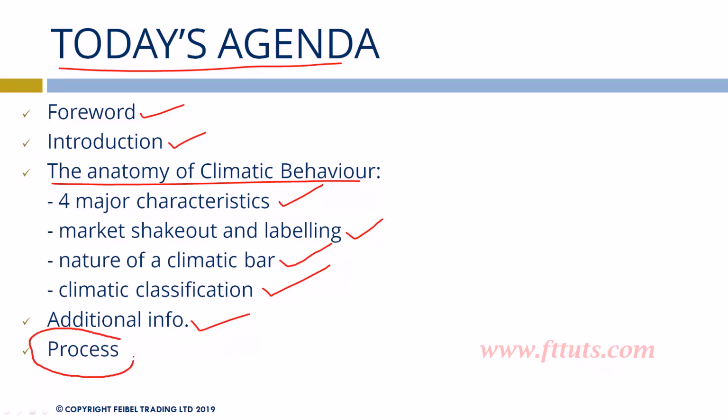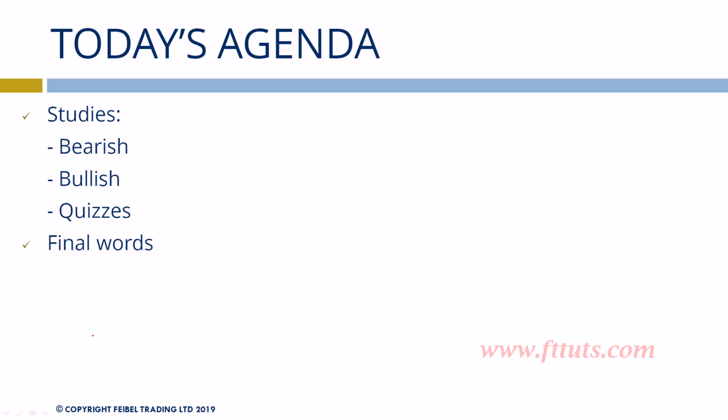This should be very helpful, is where we break down climactic action through a series of thoughts and processes to help us actually identify the bar to be climactic. And then the bulk of today's session, our studies: we have bearish studies, bullish studies. We then end with some quizzes and then some final words where we can wrap up and go through any questions and answers that may arise.